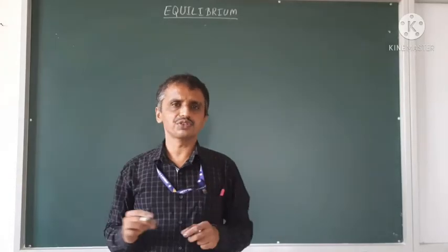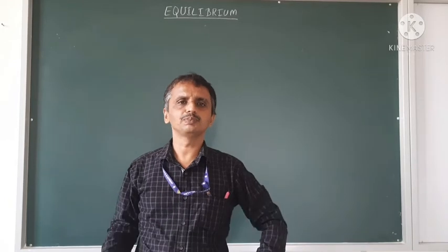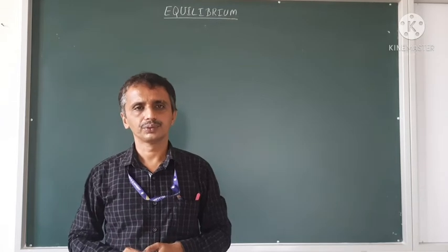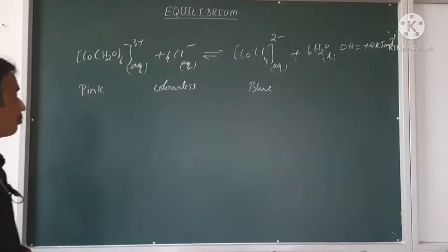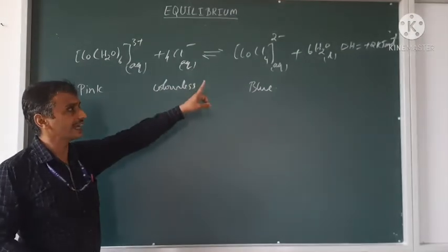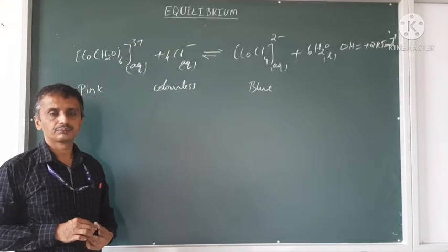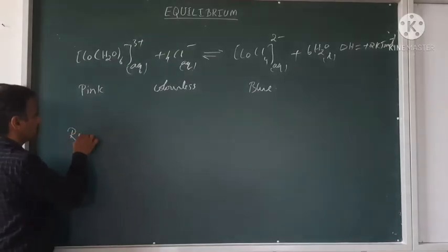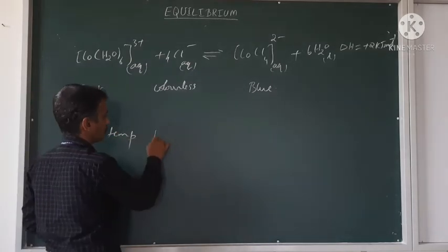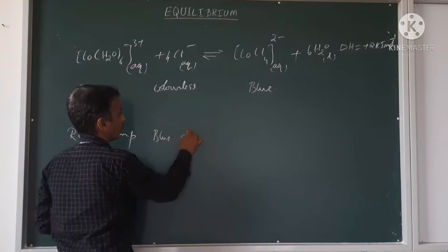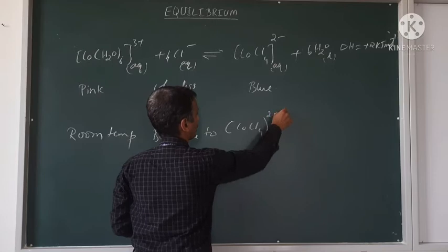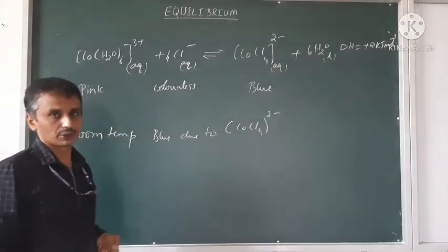I can explain this through an experiment for an endothermic reaction also. Say, for example, see, in this example, it's an endothermic reaction, and at room temperature the color is blue due to the CuCl4 2 minus ion at room temperature.